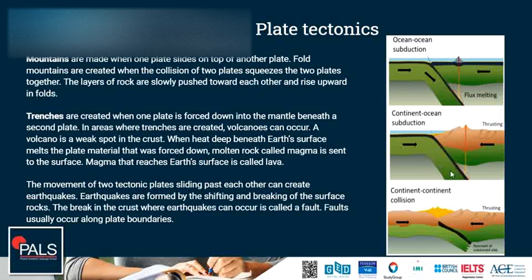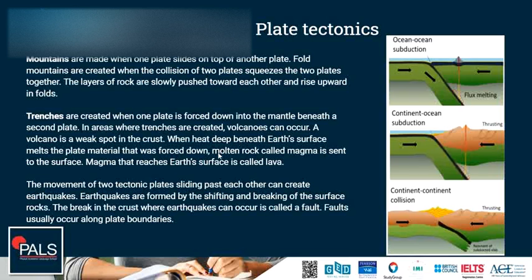This formation of mountains often happens when continent-to-continent collisions happen, or as well continent-ocean collisions. Trenches are created when one plate is forced down into the mantle beneath a second plate. In areas where trenches are created, volcanoes can occur. A volcano is a weak spot in the crust.